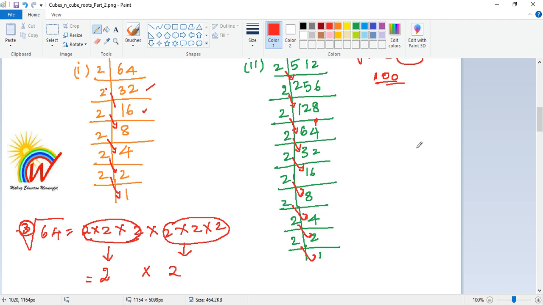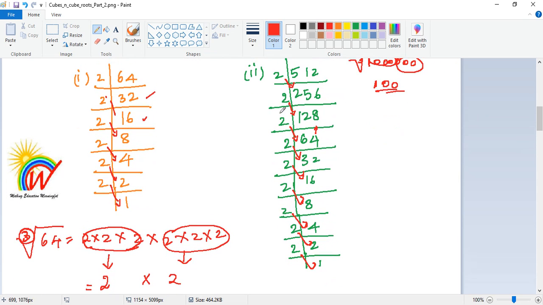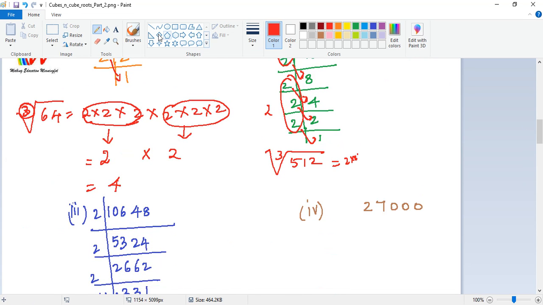Now I again group them in 3s. I can group it here itself. These 3 2s come out as one 2, these 3 2s come out as one 2, and these 3 come out as one 2. So the answer for cube root of 512 is 2 into 2 into 2, which is 8. Now come to this one.